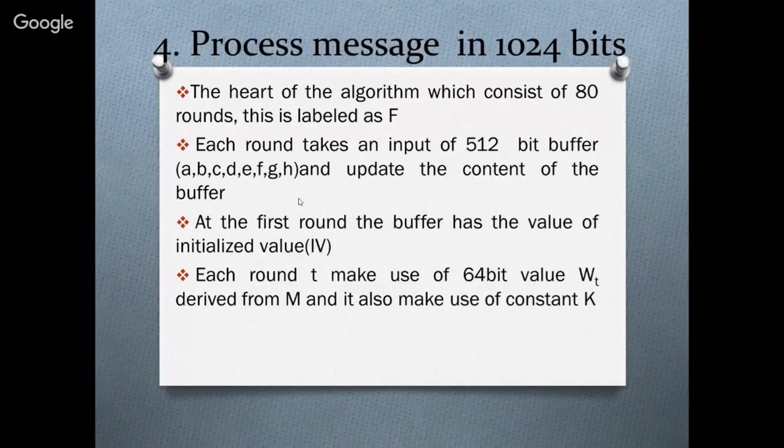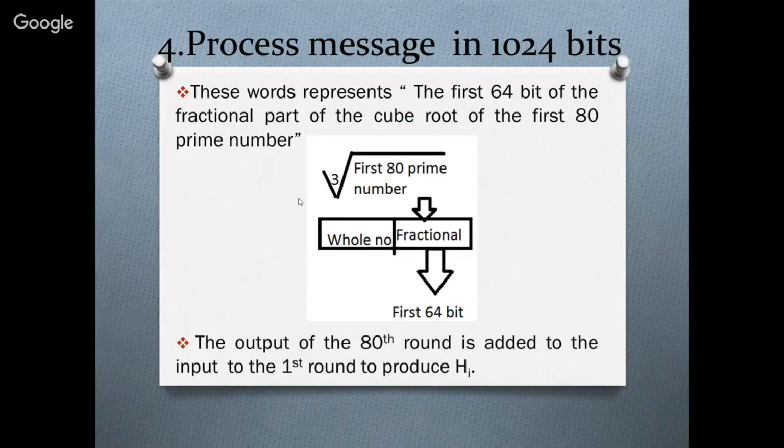Now, the second input, the message, which contains the Wt value of the first 64 bits, will be accepted and given to the first round. The first 64 bits will be considered and given to each round. That has been taken with this particular representation: this word represents the first 64 bits of the fractional part of the cube root of the first 80 prime numbers. So the Wt value, which is taken from the message, is being taken randomly.